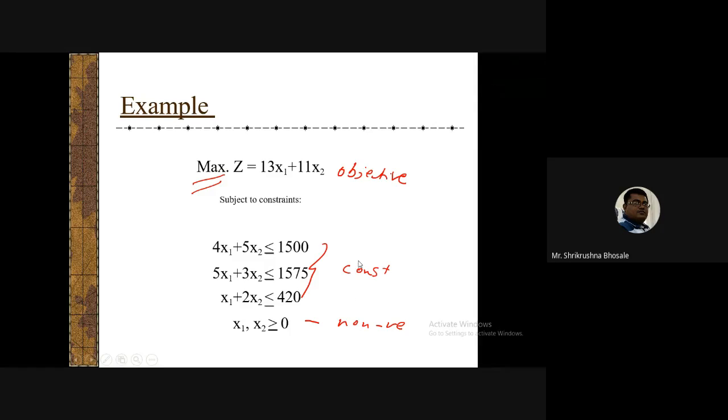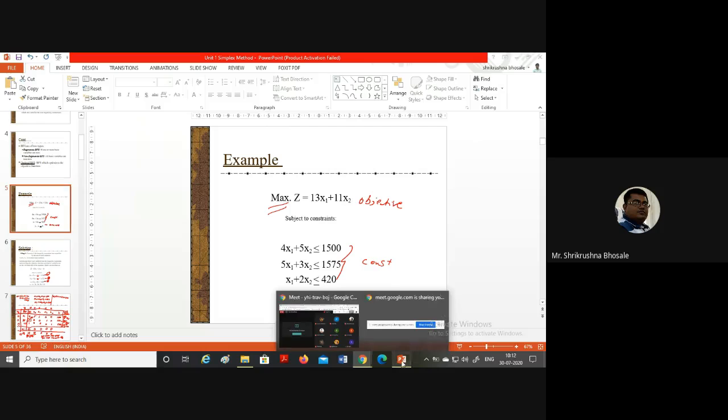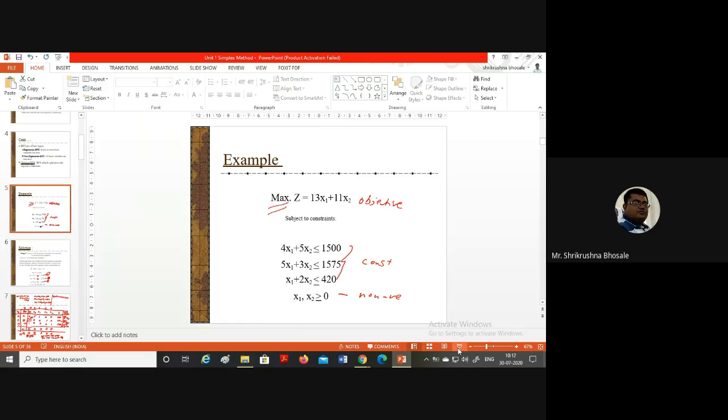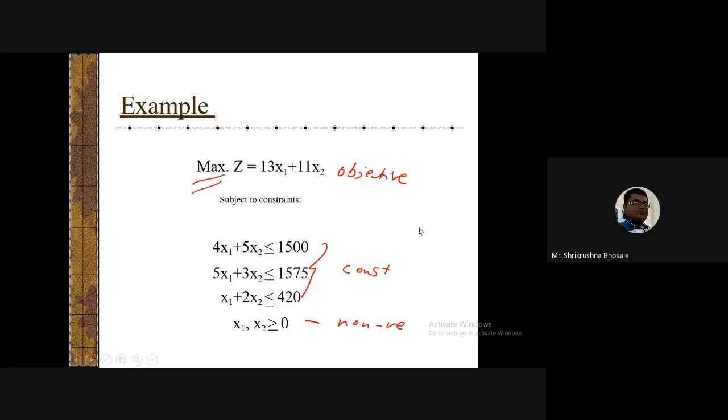Okay. So this is the problem we have taken yesterday. Is it right? So this particular problem, in this the objective function is there. This is the objective function. So this is given z. So yesterday's problem, I am just explaining once again. Okay.